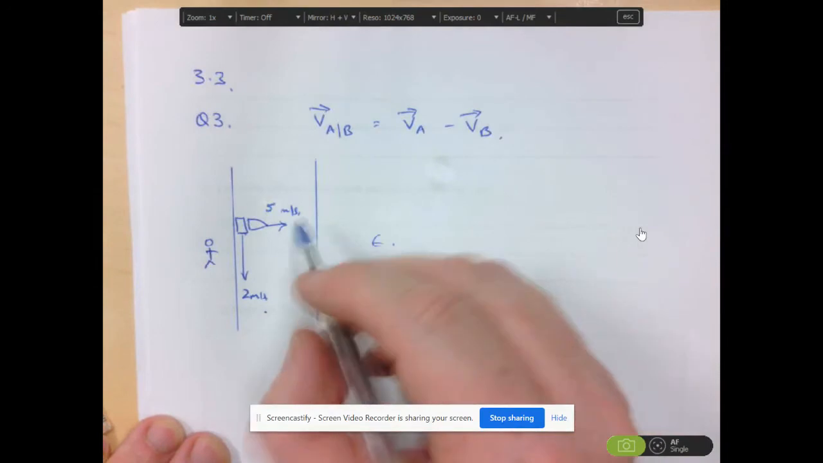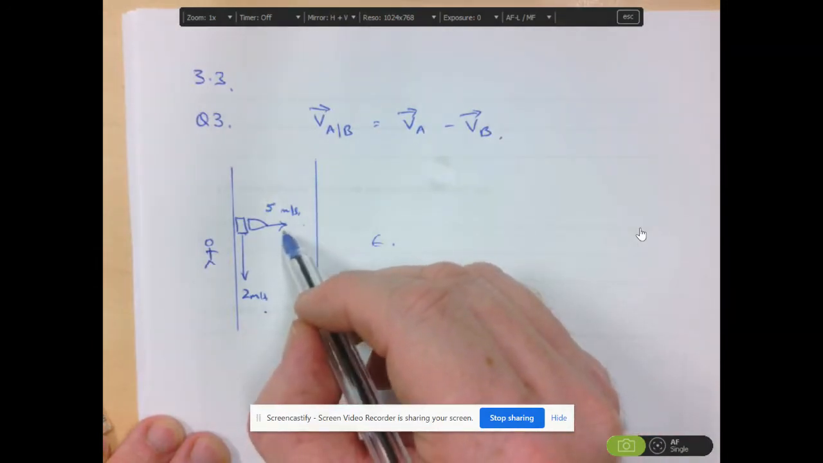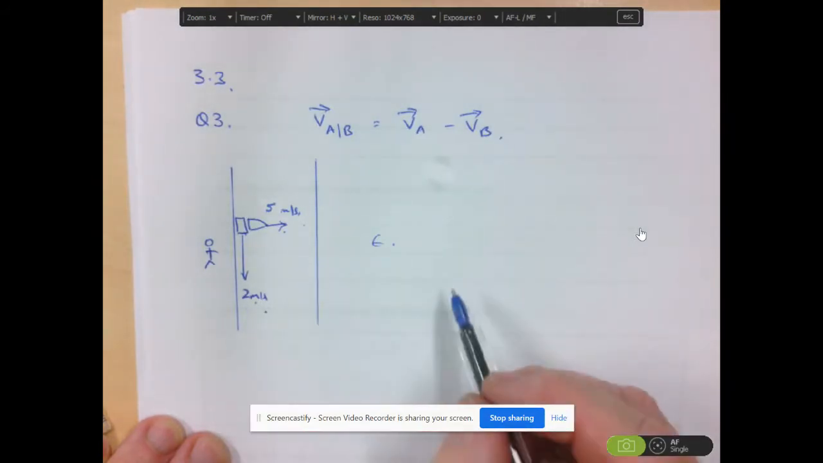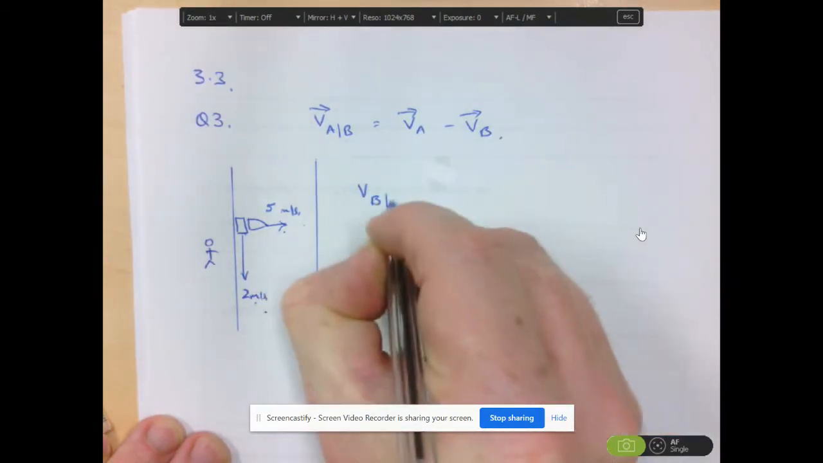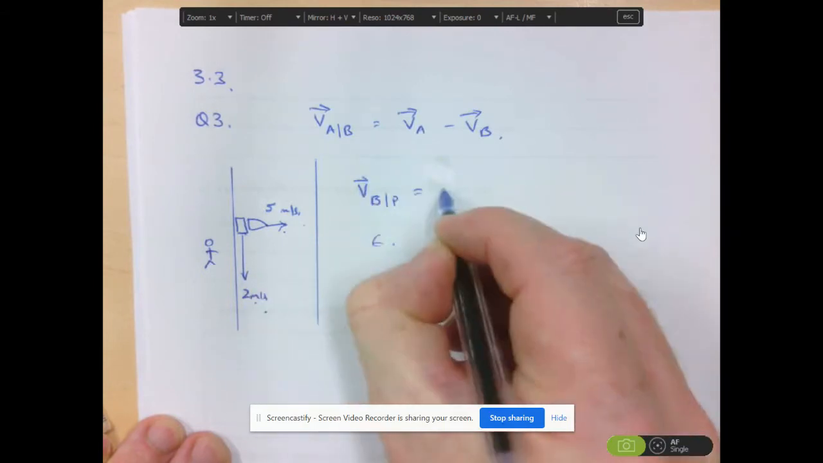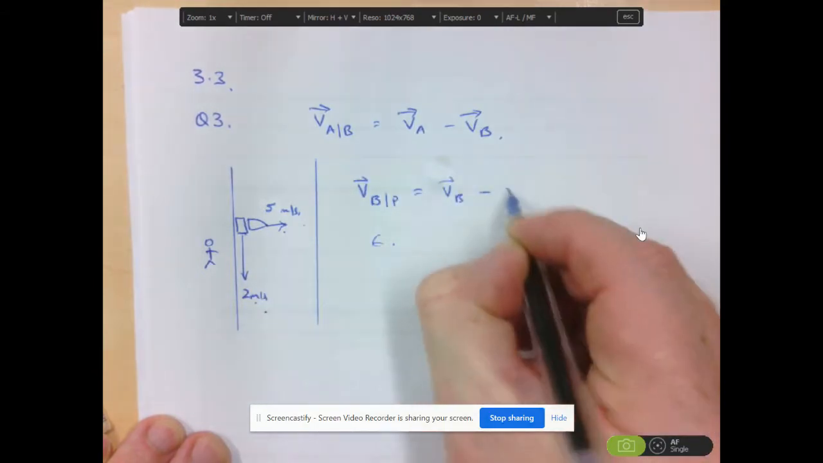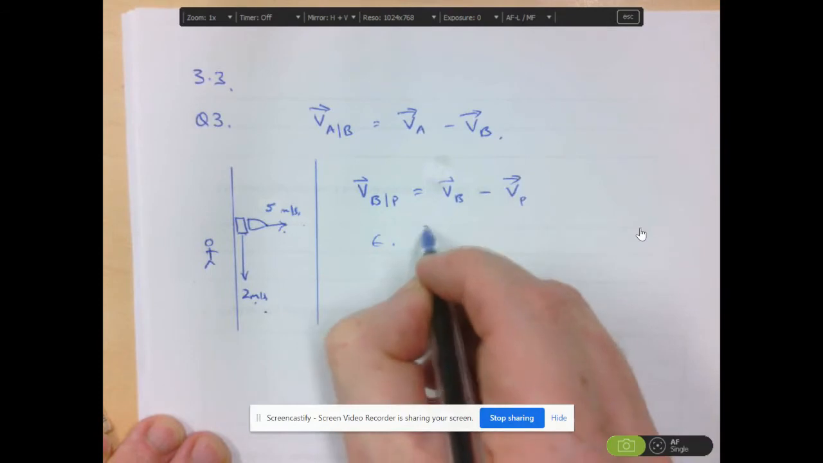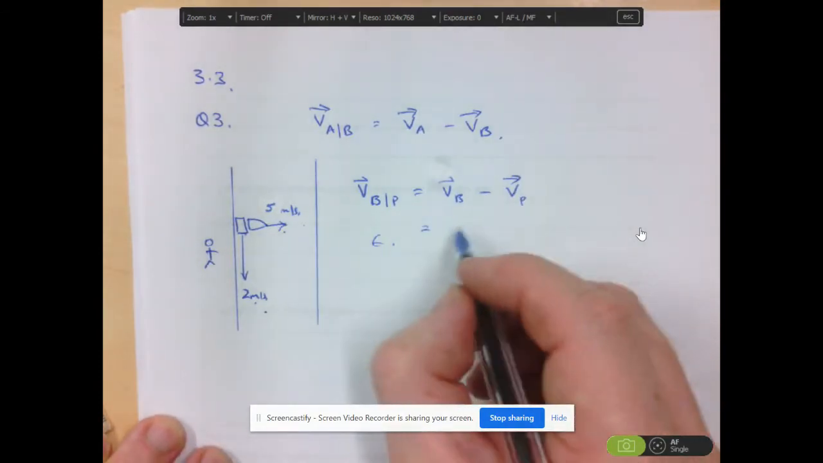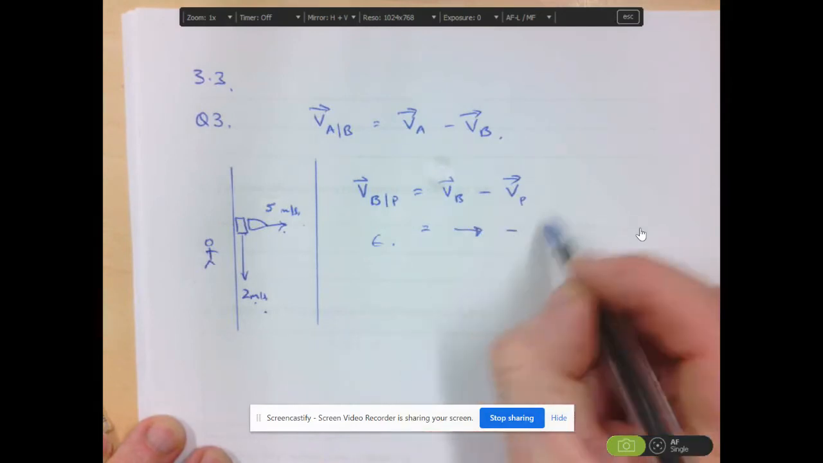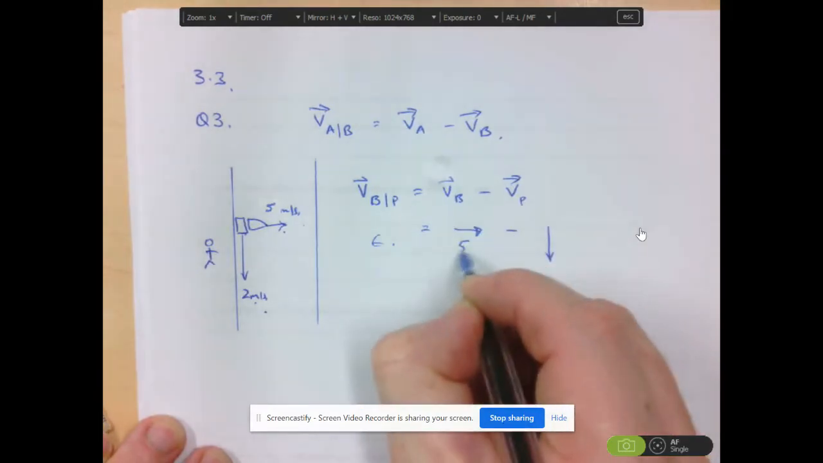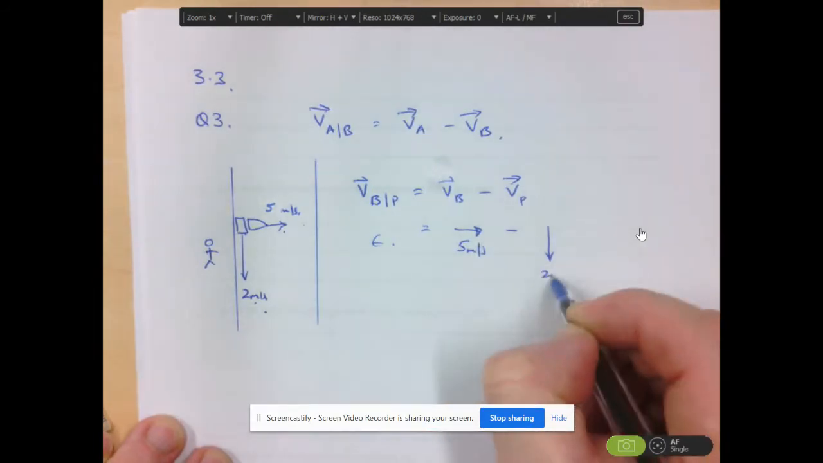Now, what would a person on the boat see? How would they view the pontoon's movement? Calculate the velocity of the boat relative to the pontoon. So we want the velocity of the boat relative to the pontoon. That would be the velocity of the boat minus the velocity of the pontoon. So it would be the 5 meter per second vector, this vector minus that vector. So that's the 5 meters per second minus the 2 meters per second.